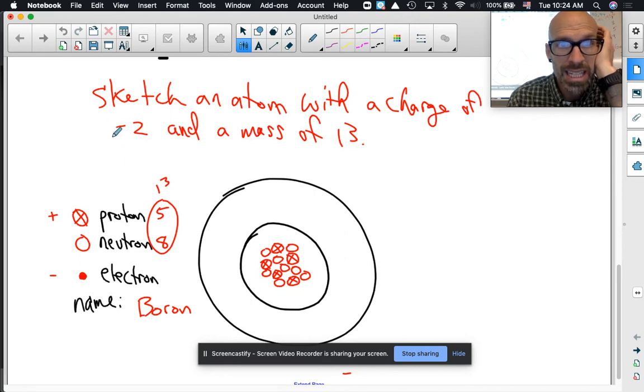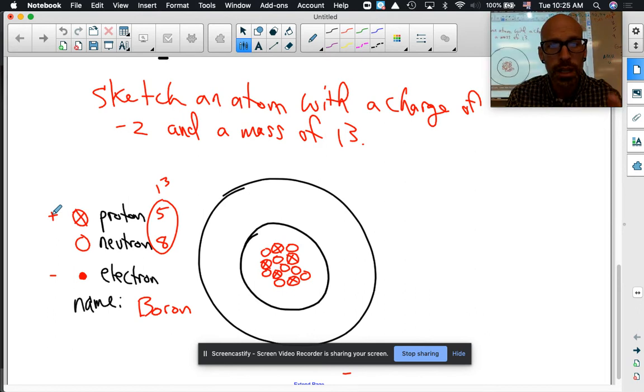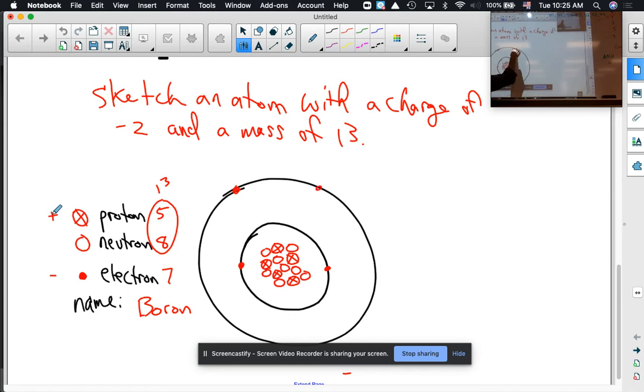That means I need 2 more negatives than positives. It's not telling me I need 2 electrons. It's telling me I need 2 more electrons than protons. So I'm going to need 7 electrons. So 1, 2, 3, 4, 5, 6, and 7. Whoa, that's kind of messy.